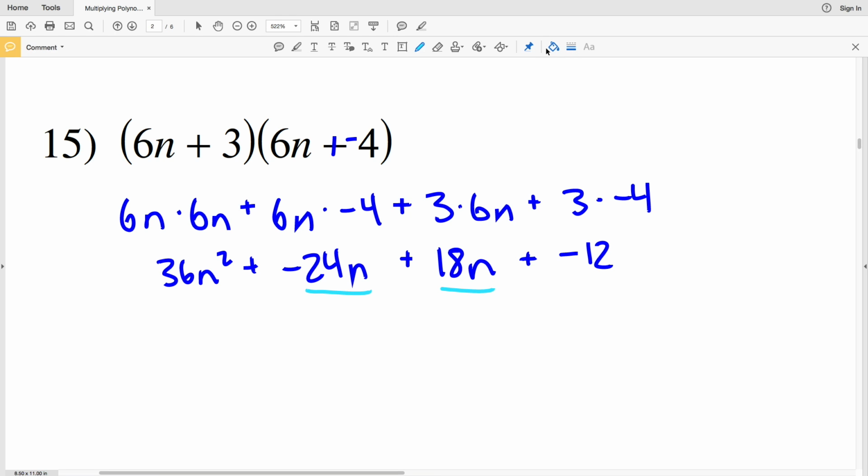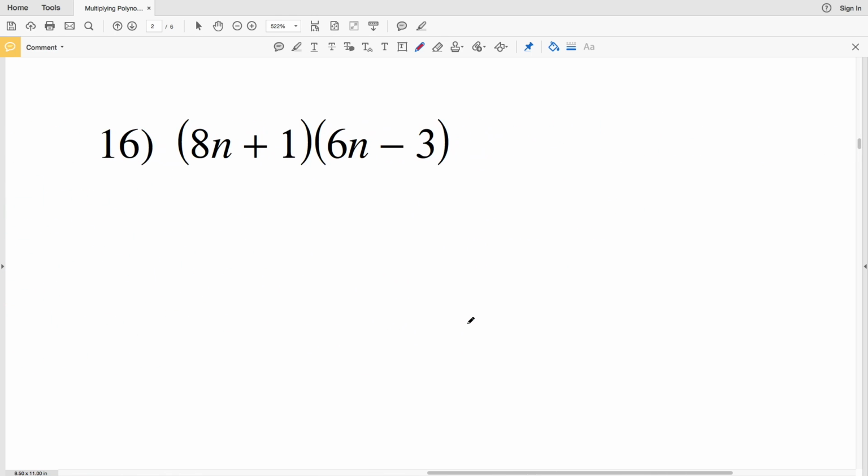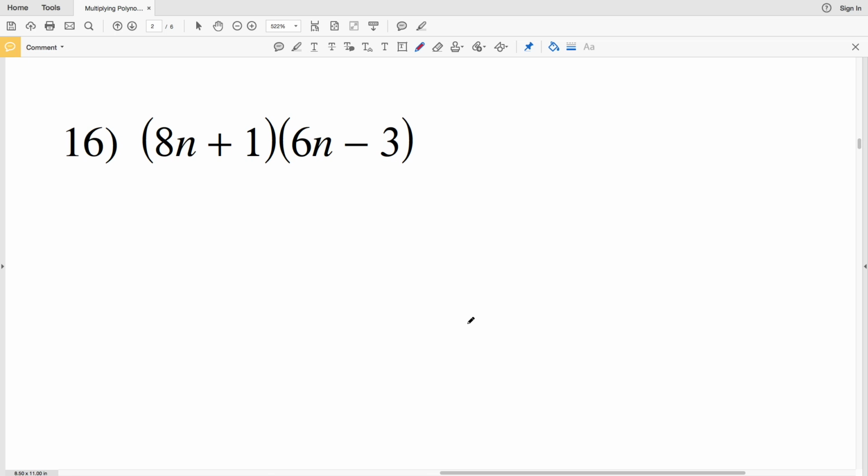Combining the like terms in our final answer, as we simplify, we're going to get 36n squared plus, we have negative 24n plus 18n, which will result in a negative 6n. So as opposed to adding negative 6n, we're going to just subtract a positive 6n. And then as opposed to adding negative 12, we're going to subtract 12. 36n squared minus 6n minus 12. And finally, our last problem in this video, number 16.